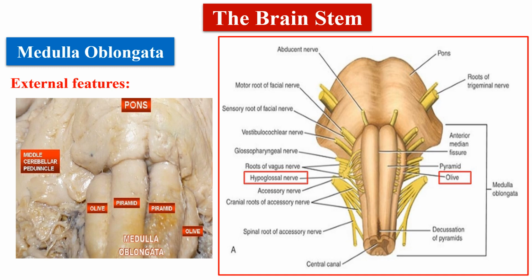On the left side, the photo shows us the pyramid present anteriorly. This is the ventral aspect of the medulla oblongata, then the olive is present anterolaterally. Here we can see the middle cerebellar peduncle also, which is present here. This is one of the three peduncles as I have mentioned before.